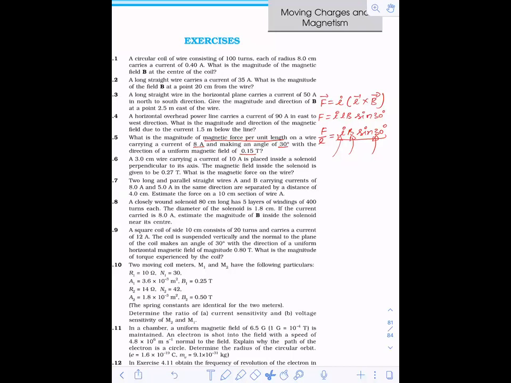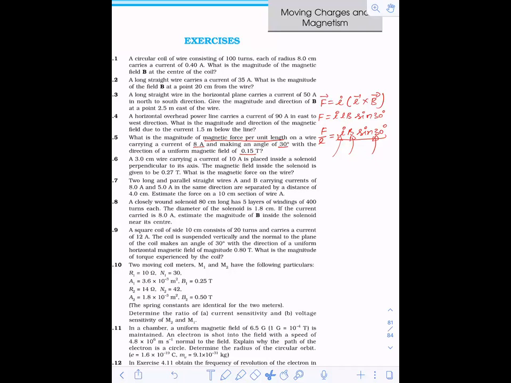So question number 6 we are going to do now. 0.6 most of you have got. Question number 6: a 3 centimeter wire carrying a current of 10 ampere is placed inside a solenoid, perpendicular to the axis. The magnetic field inside the solenoid is given to be 0.27 Tesla. What is the magnetic force on the wire?